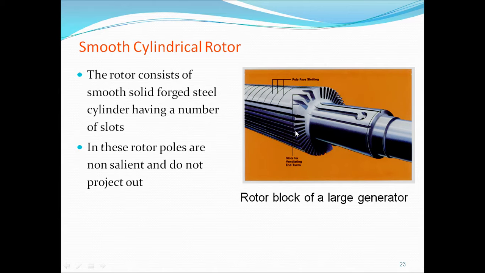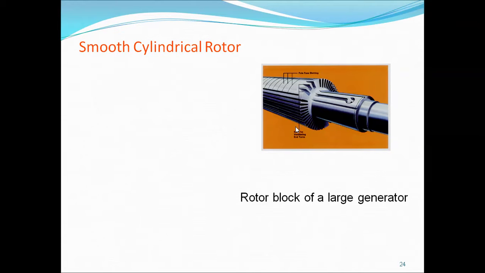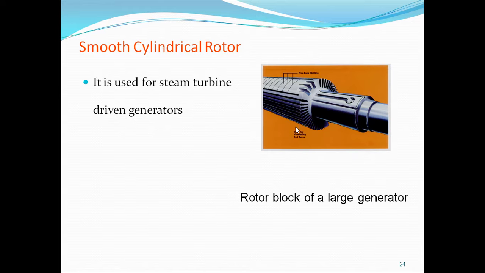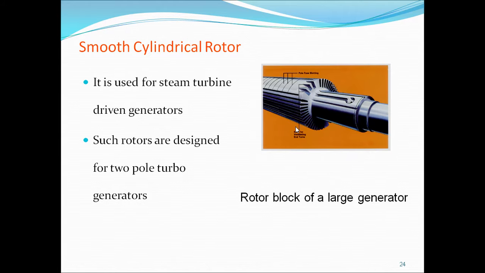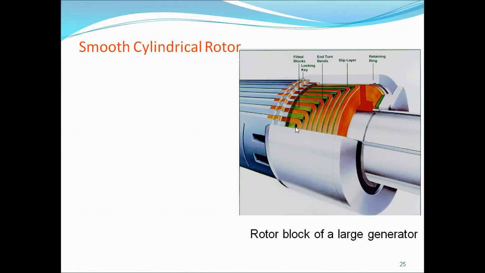This is called the rotor teeth. Inside we put the rotor winding, and it is used for steam turbines in generating stations. These are designed for 2 poles. Why? Because the speed is high. That's why it is used here.